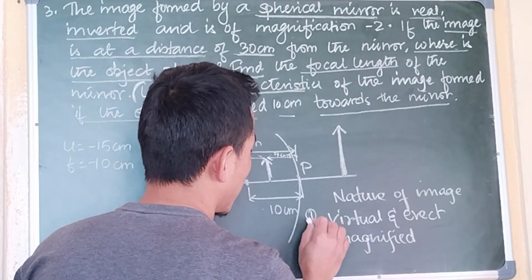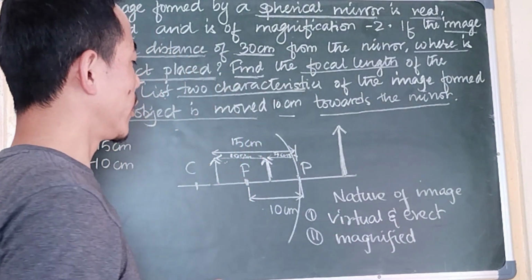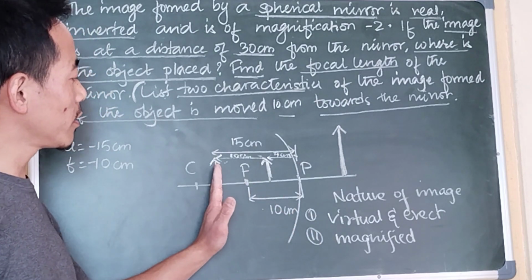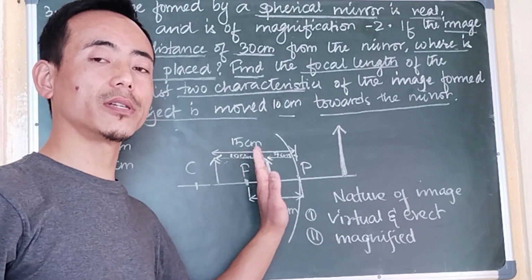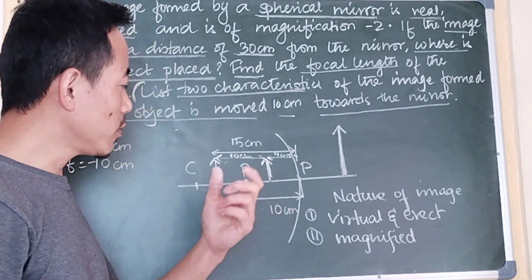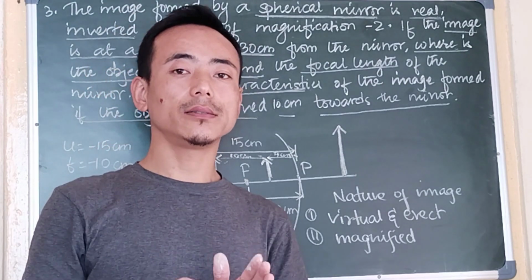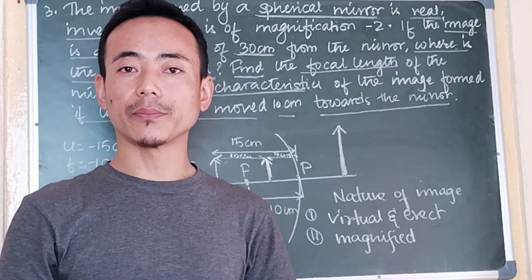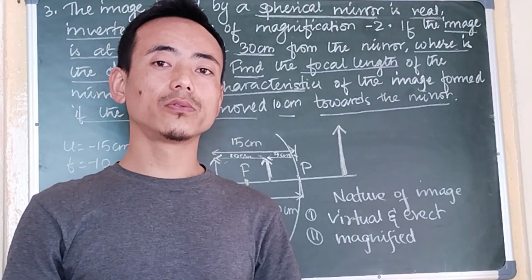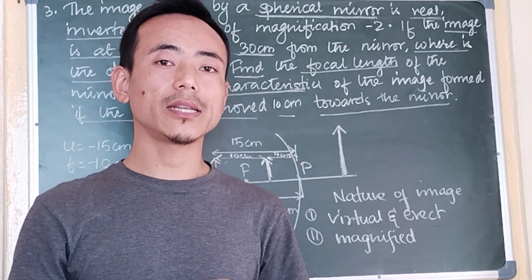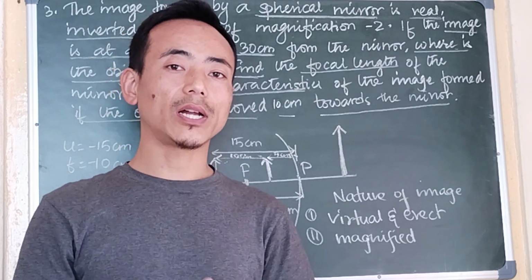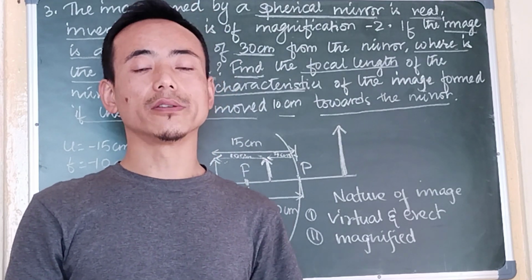So these are the two characteristics that you can write for the image when the object is shifted by 10 cm towards the mirror. In order to answer this kind of question, you need an understanding of the concepts. So please go through the video thoroughly and try to understand each and every case, because while doing the numericals you may need all these things.